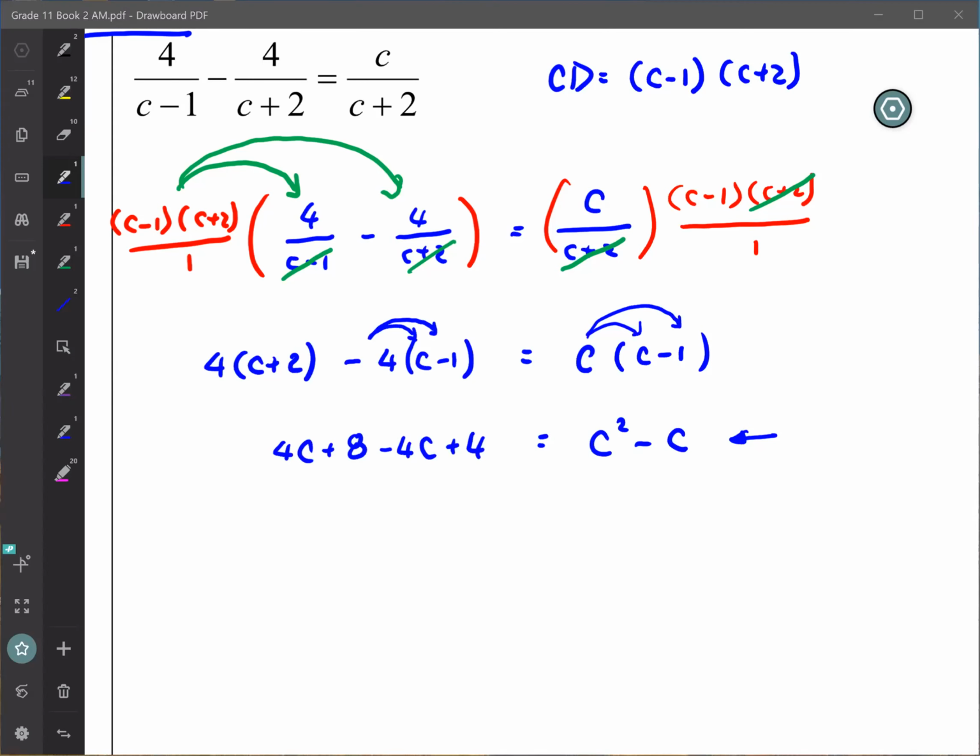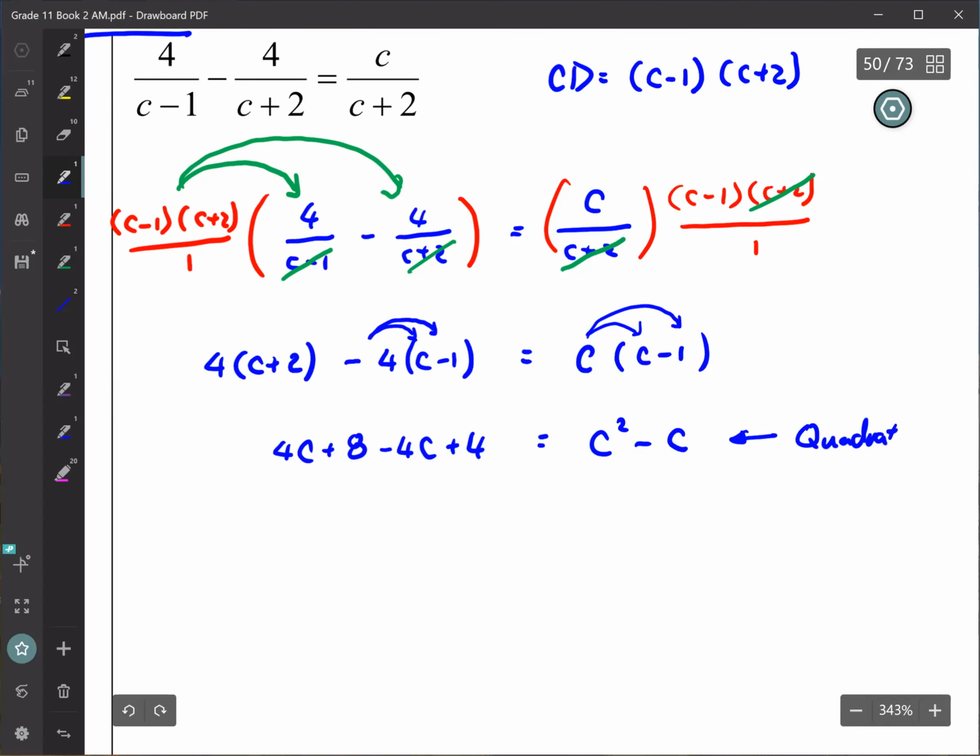Is it like solve the thing? Yeah, it's solve the thing. Okay. My question is, what kind of equation is this one? Is it a quadratic equation? Yeah, quadratic equation. Very good. Okay, quadratic equation.